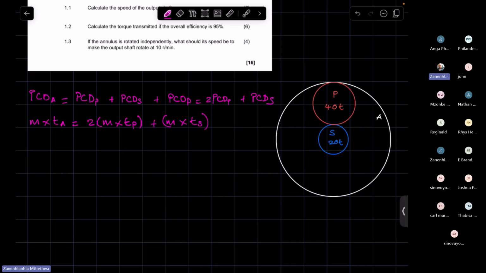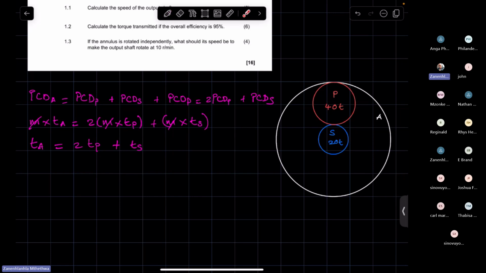Now for gears to be able to mesh, their modules have to be the same, right? So mathematically, if the modules of the gears are the same, this is essentially going to cancel out, and you're left with the number of teeth of the annulus is equal to 2 times the number of teeth of the planetary gear plus number of teeth of the sun, right?